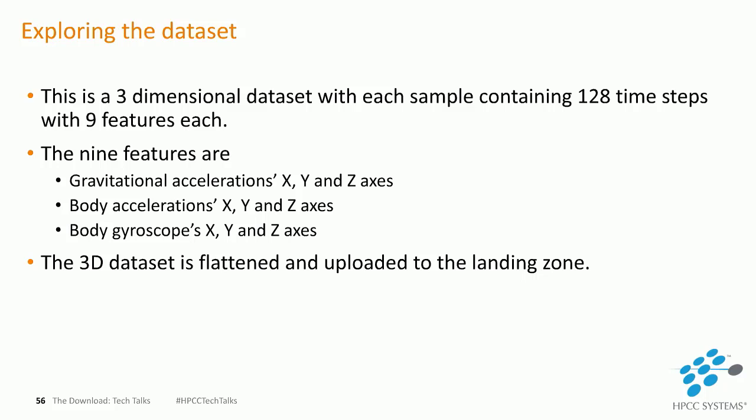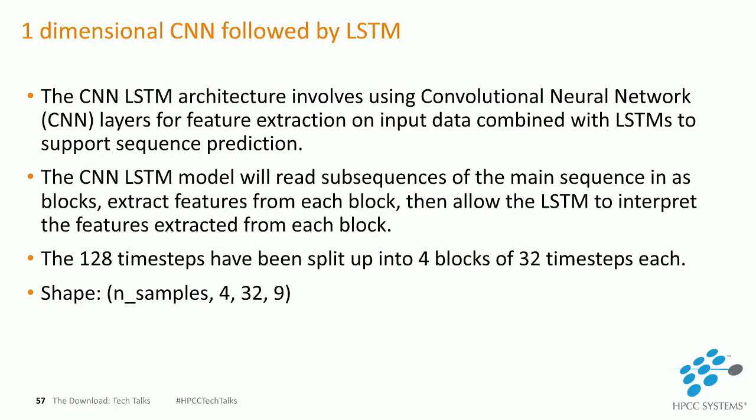So I've gone through the other models, but this one-dimensional CNN followed by LSTM was pretty interesting. The CNN LSTM architecture involves using a one-dimensional CNN for feature extraction on the input data, and this data is then combined by the LSTM. It analyzes these extracted features as a time series and gives a prediction.